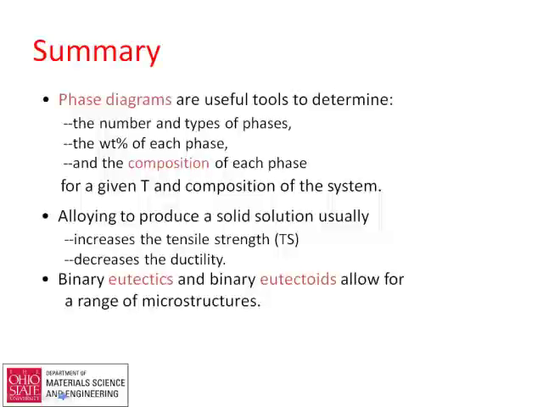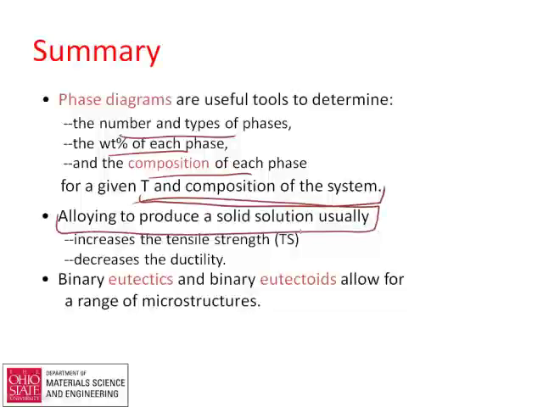So in summary, phase diagrams are the heart of material science. With those, we can tell you the number and types of phases, weight percent of each, composition of each phase, and all we need to know is the temperature and overall composition. Later we're going to couple this to alloying to talk about how we can use this to change tensile strength and ductility. And I've also told you about eutectics.